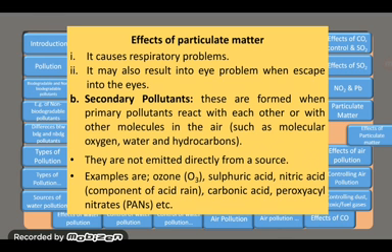That is, we don't have a source for all these pollutants, as they are only formed in the atmosphere as a result of the reaction of two primary pollutants or the reaction of primary pollutants with other substances. Examples are ozone, sulfuric acid, nitric acid, which are components of acid rain, then carbonic acid, peroxyacyl nitrate, known as PANs, and so on and so forth. So all these are regarded as secondary pollutants.